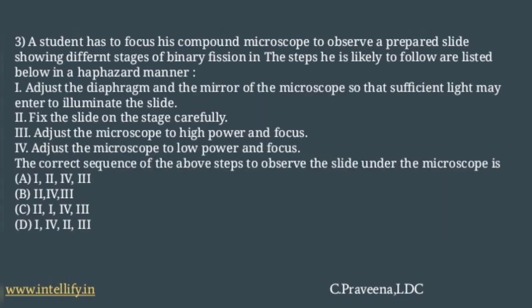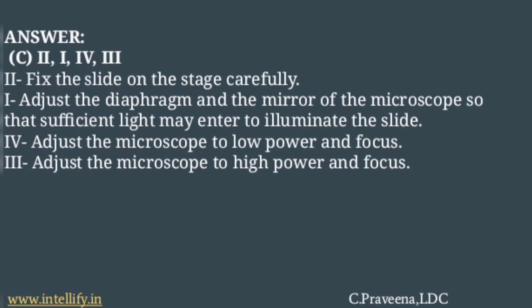Now the third question is, a student has to focus his compound microscope to observe a prepared slide showing different stages of binary fission. The steps he is likely to follow are listed below in a haphazard manner. Haphazard manner is nothing but something disorganized or without any particular order. Here they have given four options. These options are disorganized. We want to arrange them accordingly, and then the correct sequence of the above steps is to be given. Option A is 1, 2, 4 and 3, B is 2, 4, 3, C is 2, 1, 4, 3 and D is 1, 4, 2, 3. The answer is C, 2, 1, 4, 3.